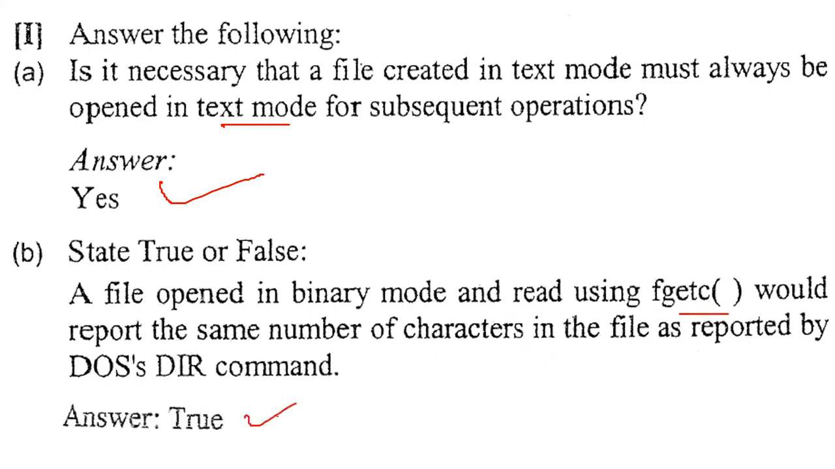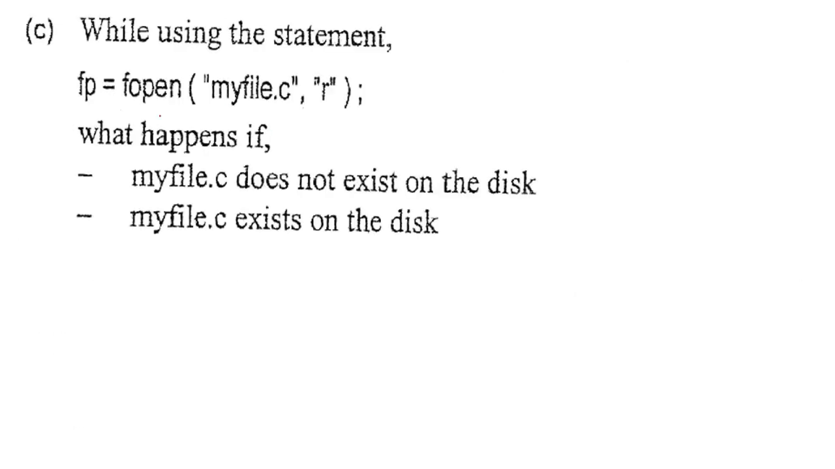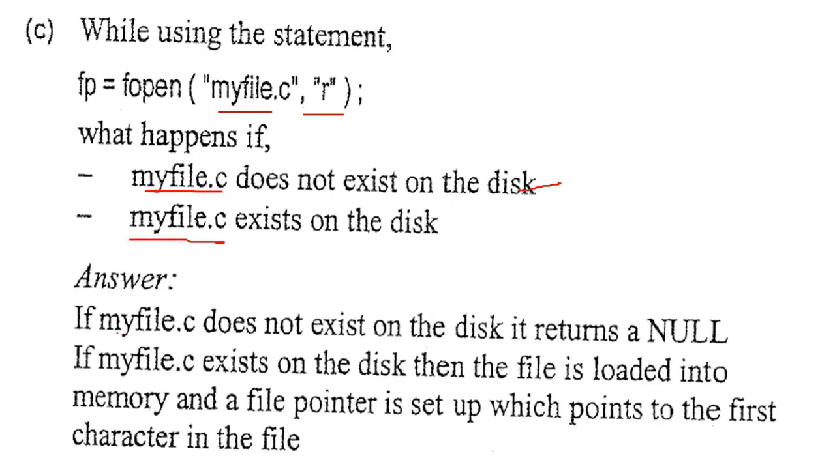It is true. While using this statement, this fopen, we have a file name, we have tried to open it in read mode. So what happens if this file does not exist on the disk, and when this file exists on the disk? If myfile.c does not exist on the disk, it will return NULL. If myfile.c exists on the disk, then the file is loaded into the memory and the file pointer is set to the first character in the file.